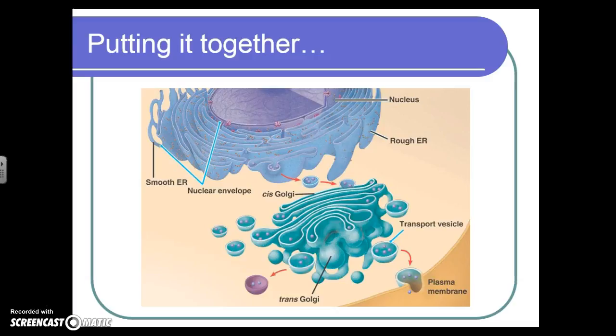So again, make sure you can map that out from the nucleus all the way to the plasma membrane.